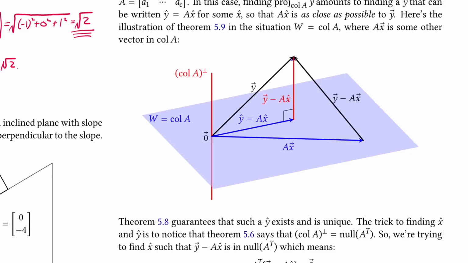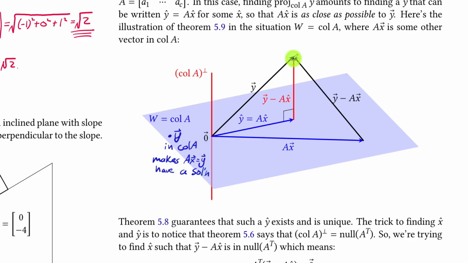Now, as we've seen all the way back in chapters 1 and 2, if your y is in the column space, then finding a solution of Ax equals y is possible. There is a way to write y as A times x.